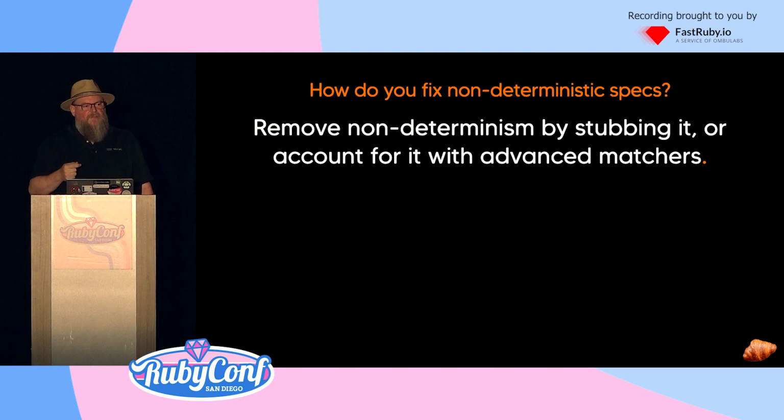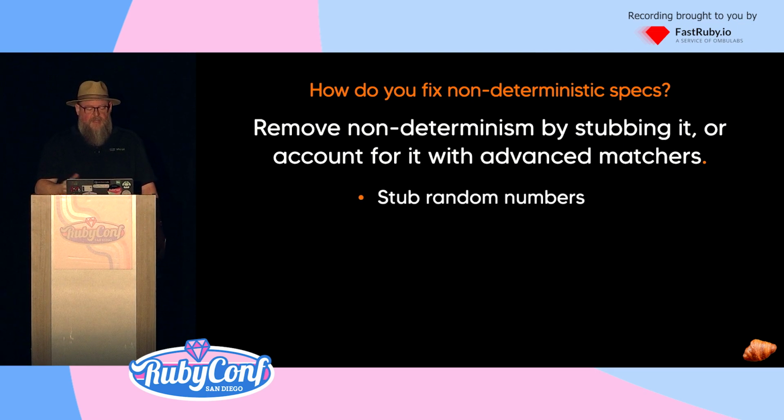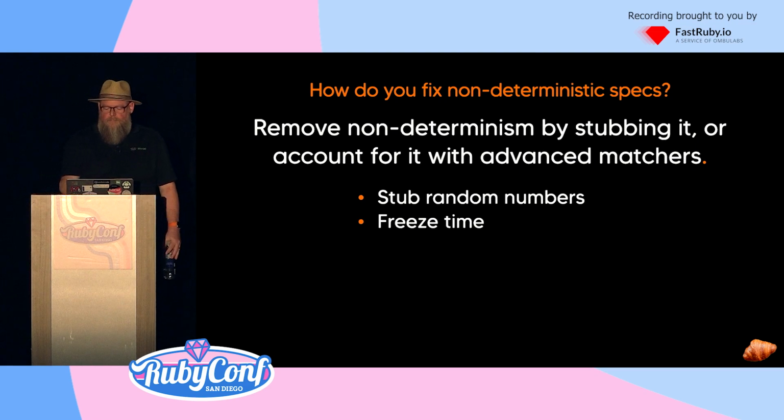The trick is to try and remove the non-determinism by mocking it or stubbing it, or to account for it by using some advanced RSpec matchers. To do that, you can stub that random number generator to produce a specific number. You can mock or freeze time.